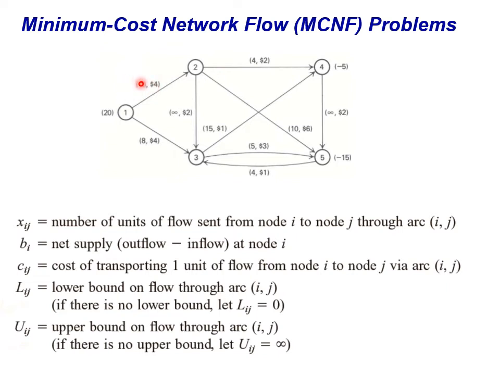And the second number over here is the capacity of this arc. This is the upper capacity in this example. It means that you cannot send more than 15 units from node 1 to 2.